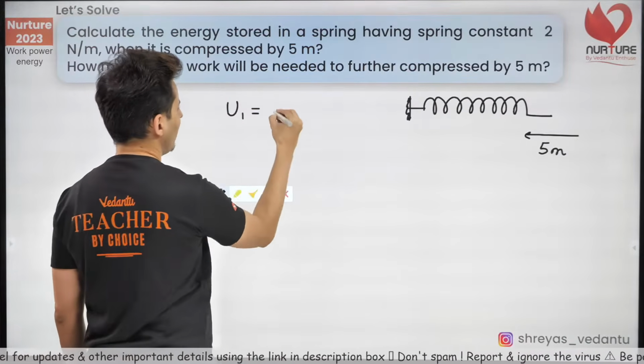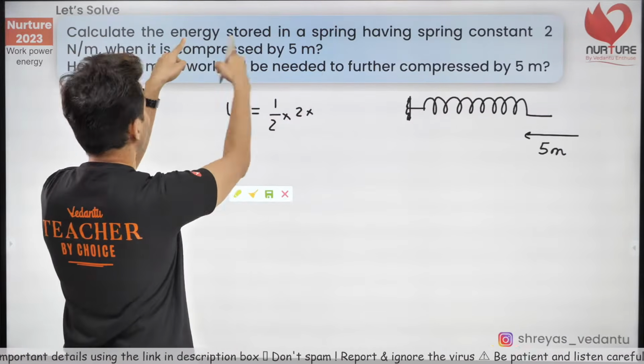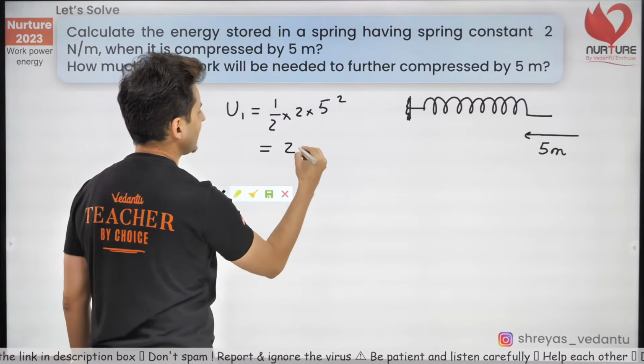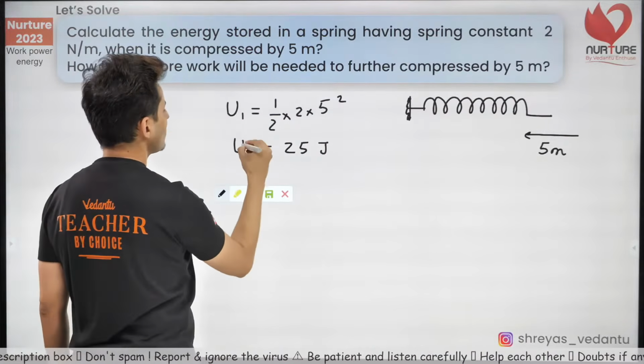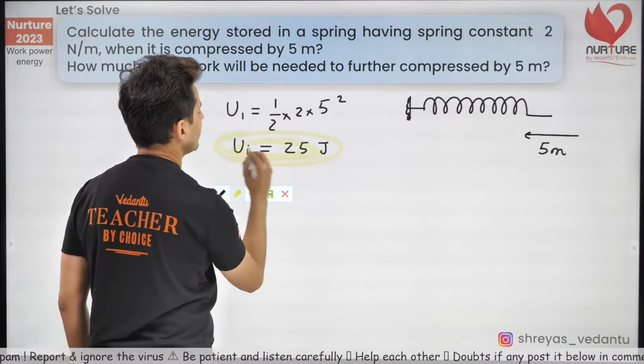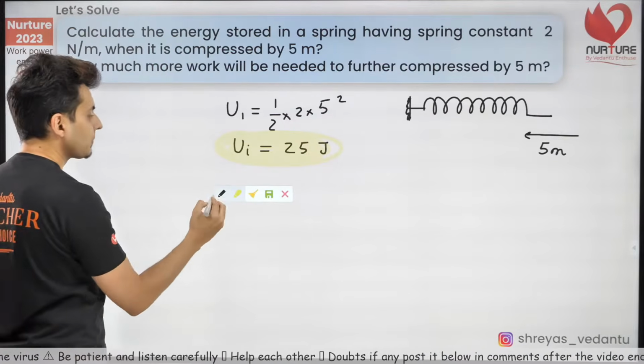How much energy does it have? Half K. K is how much? 2 into X. X is how much? 5. So 5 square. So it will be nothing but 25 joules. So that's the energy stored initially, when you have already compressed it by 5 meters.